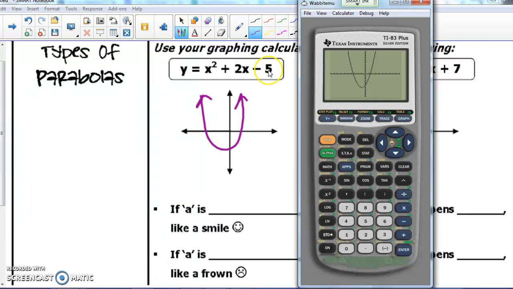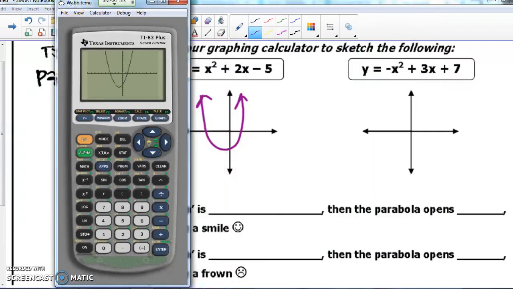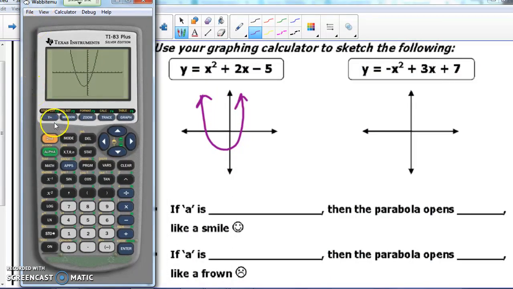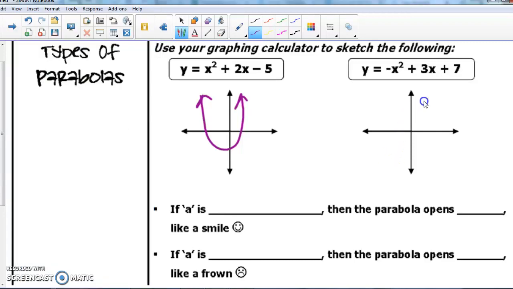Similarly, we could look at that second equation. If I go back to y equals and type that one in instead, this one is negative x squared plus 3x plus 7. Grab a quick sketch of that. That one is my U-shaped parabola, but this time it's facing down, looking something like this. Pretend that's a better U.